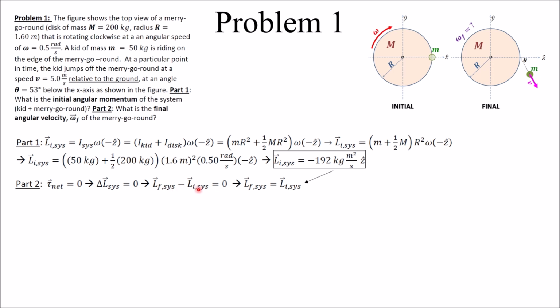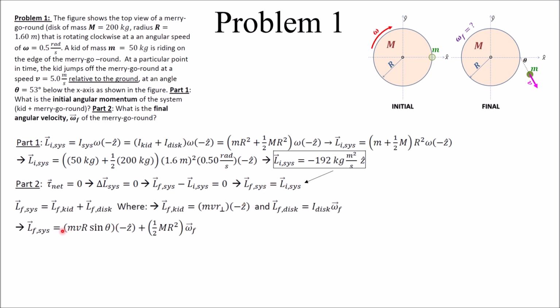And so we can use the idea of angular momentum conservation. The final amount of momentum is equal to the initial amount of momentum. So we need an expression for the final momentum of that system. In this case, the disk is going to be somewhat easy. We don't have the point mass of the kid anymore, so we can just use 1/2 mr squared times the final velocity, whatever that may be.